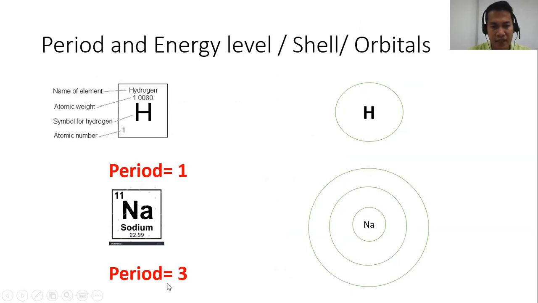Sodium is in period 3. So we are expecting to see 3 energy levels. The first energy level is here. The second energy level is this one, and this is the third energy level. Got it? So starting from the inner to the outer: first, second, third energy level.